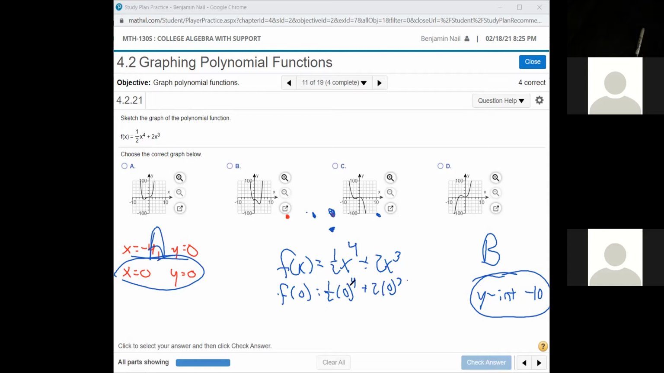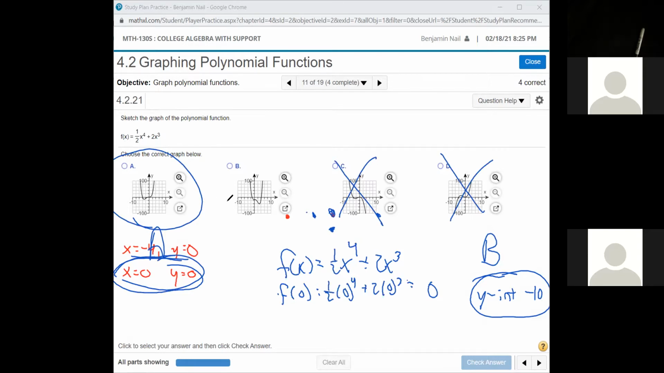Okay, 0 to the 4th is 0, times 1/2 is 0. 0 to the 3rd is 0, 0 times 2 is 0. So everything cancels out, and this is going to equal 0. So if I plug in an x of 0, I get a y of 0, and then this is the correct function. So end behavior knocked out C and D.